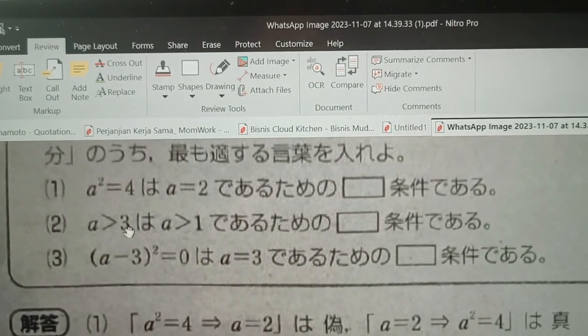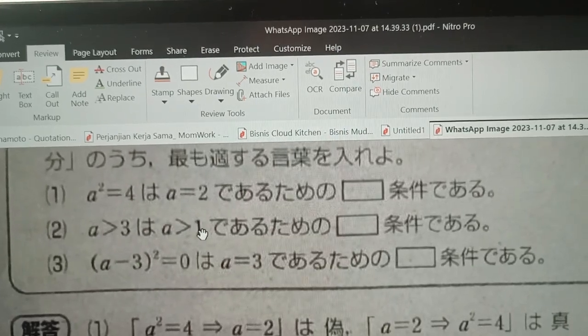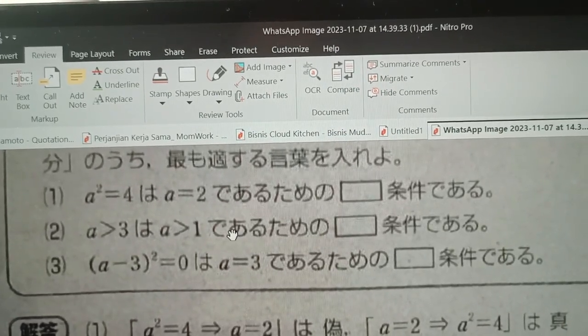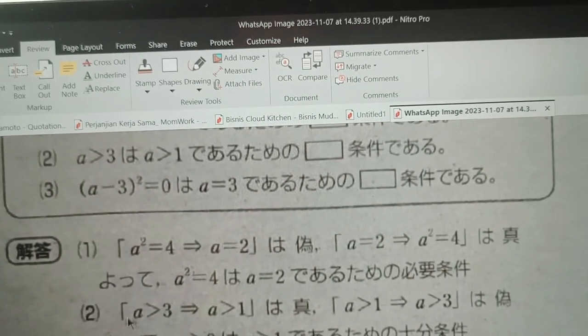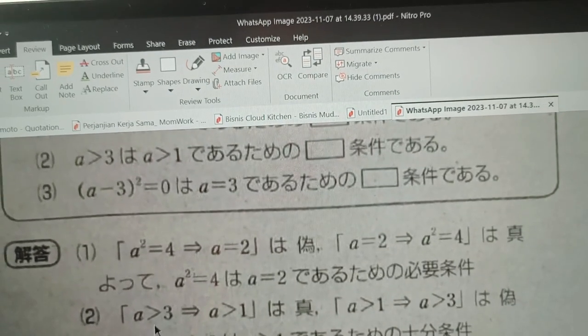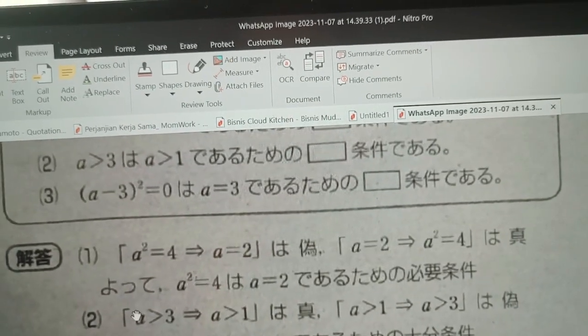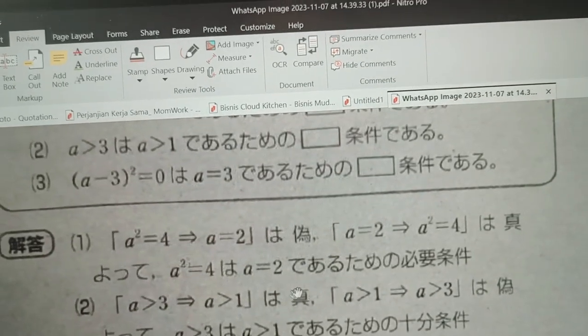A is bigger than 3. If a is bigger than 3, it means a is also bigger than 1. This is correct, right? Take a look at this. A bigger than 3, for example 4. 4 is bigger than 3. It means a is also bigger than 1, which is correct.